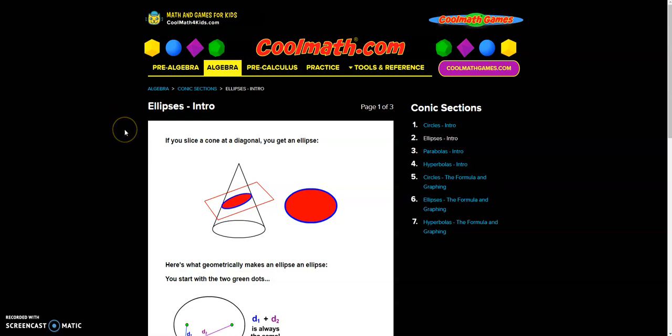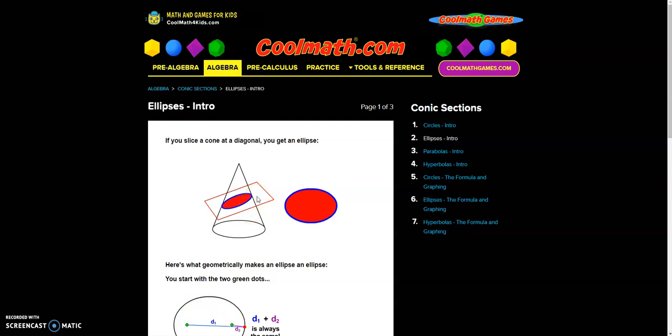In this video, we are going to talk about some of the properties and characteristics of ellipses before we get into the equations and the math of it. I'm pulling the images from a website called coolmath.com. It's kind of old, but it has a pretty good representation of some of the properties in it.